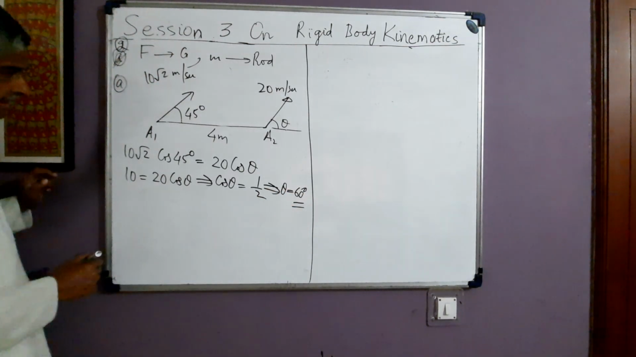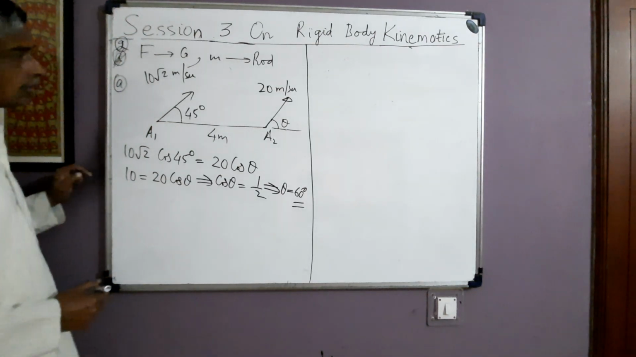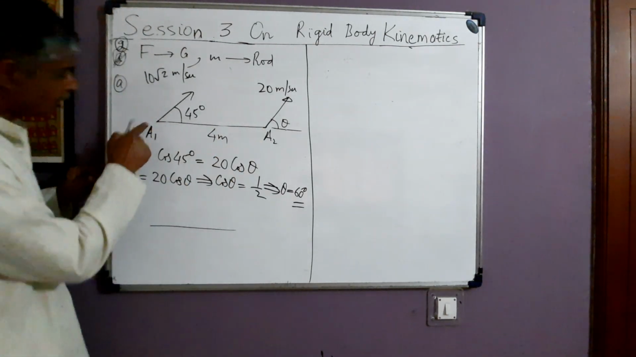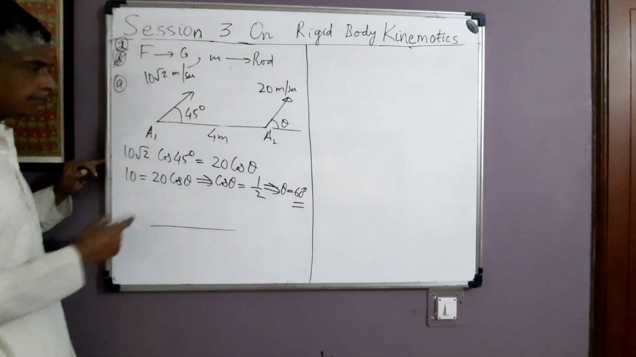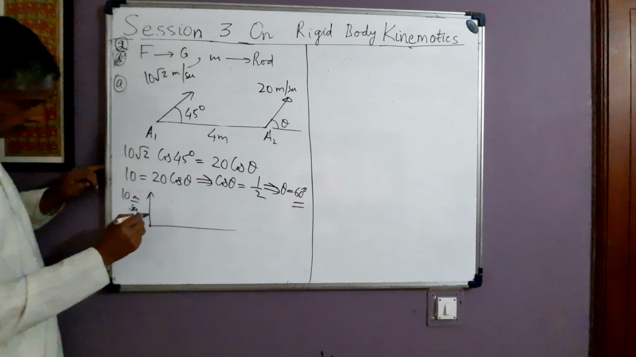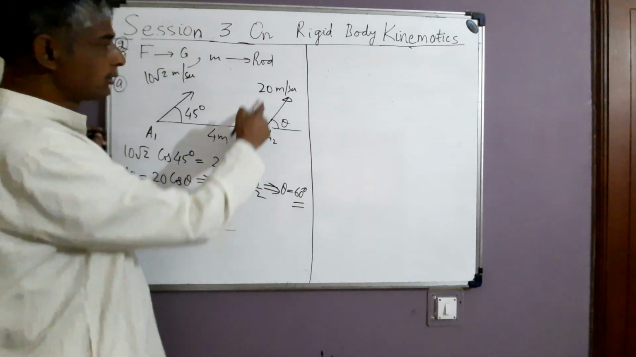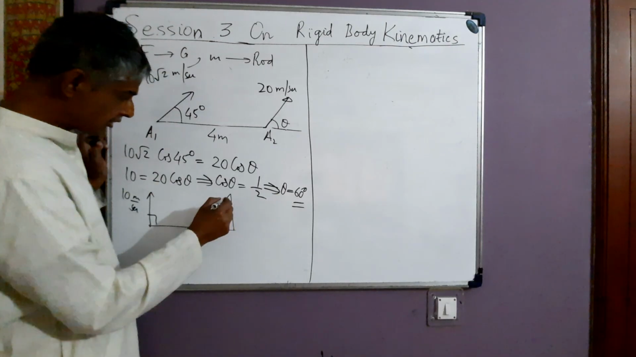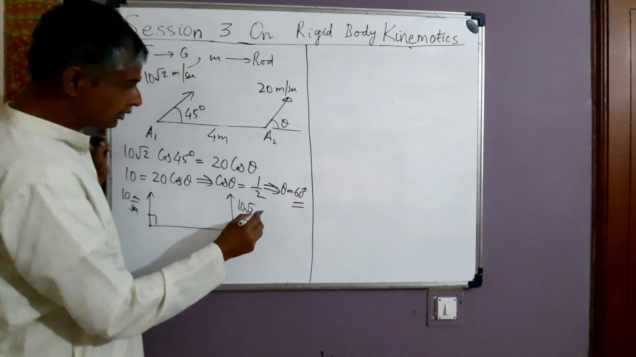So now omega is equal to relative normal speed by separation. So you must know the normal speeds of A1 and A2. So I draw the diagram here. Normal speed of A1 will be 10 root 2 sine 45 degree, that is 10 meter per second in upward direction. And normal velocity of A2 will be 20 sine 60 degree, that is 10 root 3 meter per second in upward direction. This is the normal speed of what? A2.